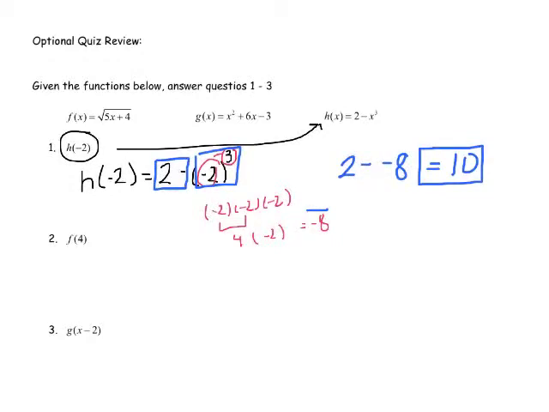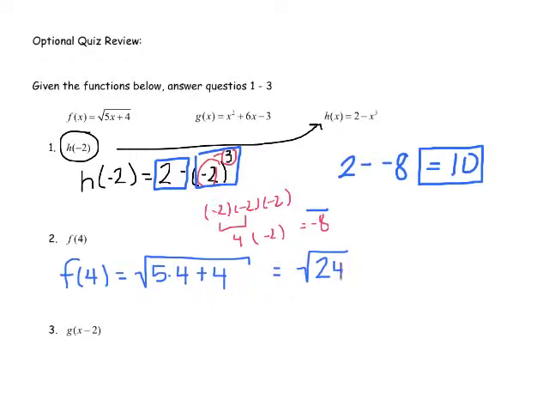All right, so let's do f of 4. So now I'm going to go to the f function, and I'm going to plug in 4. So I've got a square root, 5 times 4 plus 4. So 5 times 4 is 20, plus 4 is 24. And then we do want to reduce the radical whenever possible. So 4 and 6, 2 and 2, 2 and 3 makes 2, because that's the double, square root of 6.